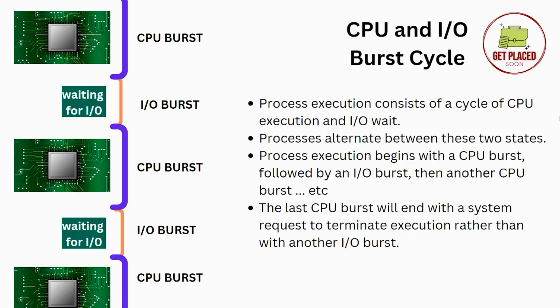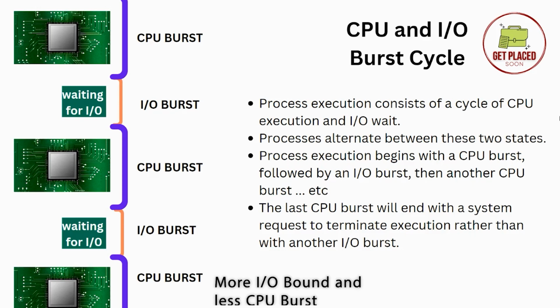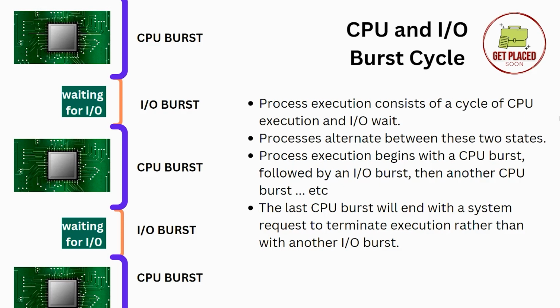If a process contains more input output bound and short CPU bursts, then it is called an input output bound program. If it has long CPU bursts and short input output bursts, then it is known as a CPU bound program. And all this fundamental knowledge will help us to select an appropriate CPU scheduling algorithm. All these algorithms we are going to cover in the upcoming videos.